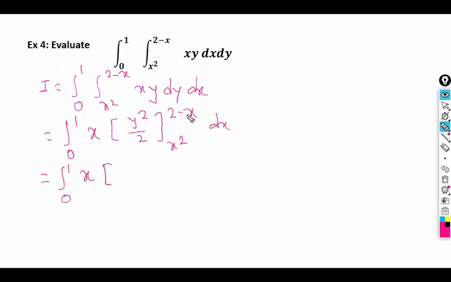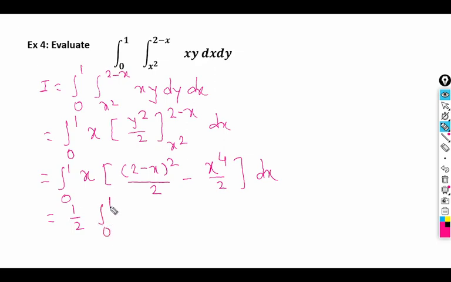Next step, we go to the replacement of the upper limit minus lower limit. We replace y by this 2 minus x. So 1 by 2 is a constant that can be kept outside also. Or I will write it here, 2 minus x bracket square upon 2, this upper limit, minus, now we'll replace y by x square. x square raised to 2, so it is x raised to 4 by 2, dx.